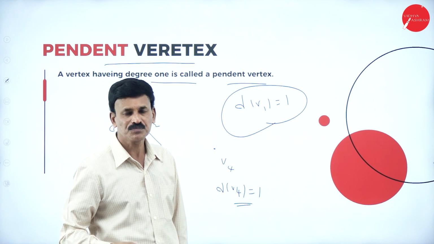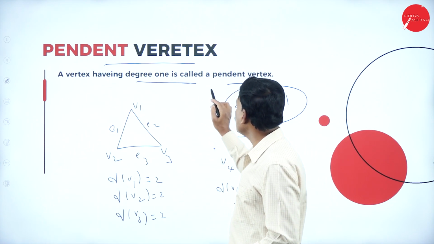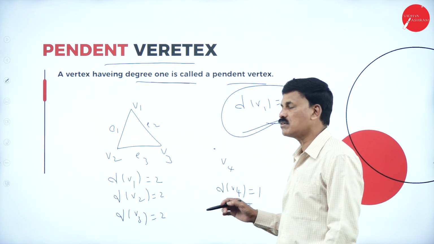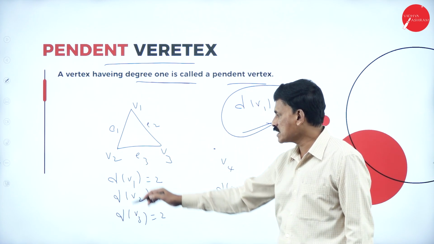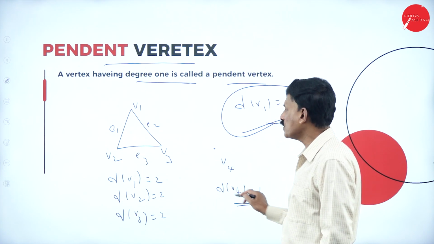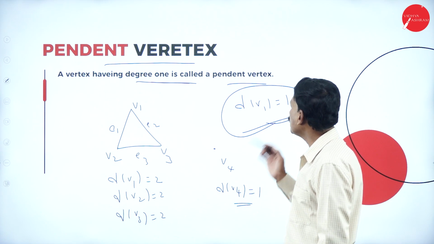A vertex having degree 1 is called a pendant vertex. If the degree of the vertex is 1, then it is called a pendant vertex. This is an example for a pendant vertex. The degree of V4 is equal to 1, so therefore, this is a pendant vertex.